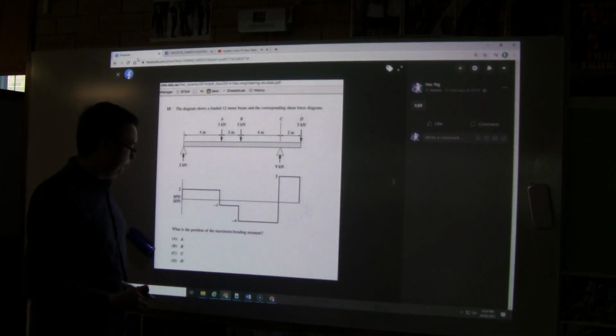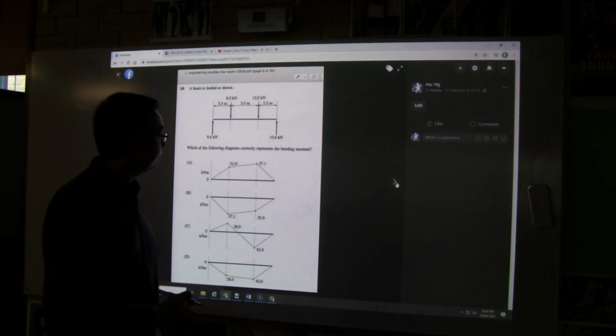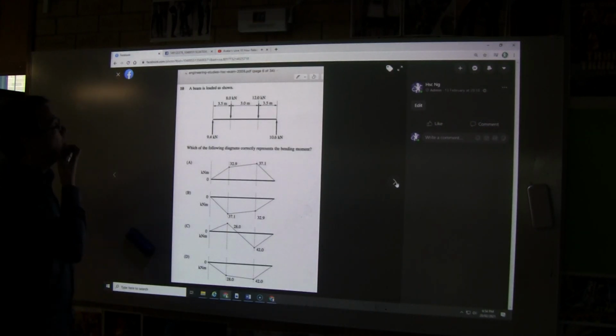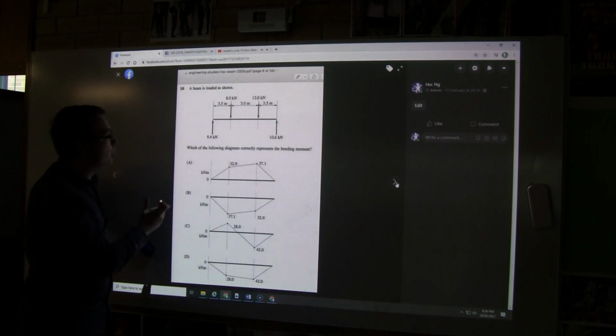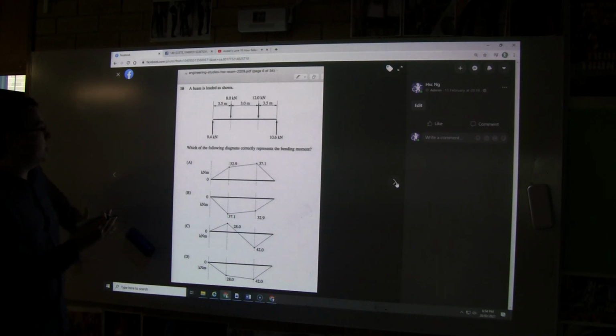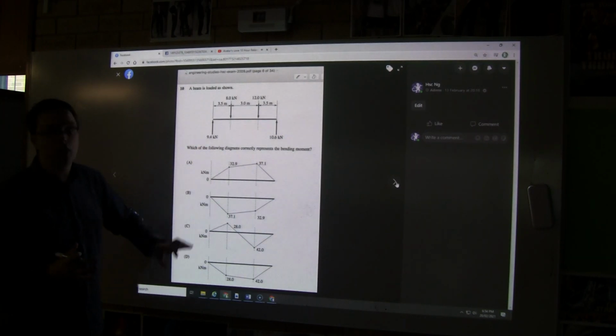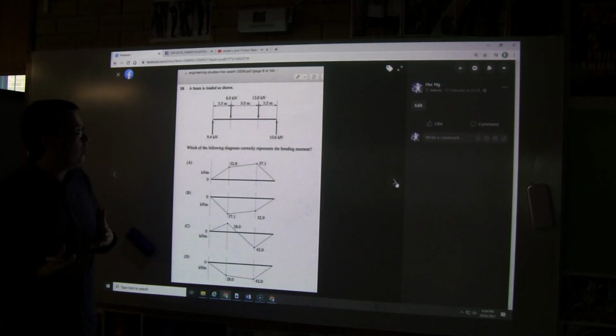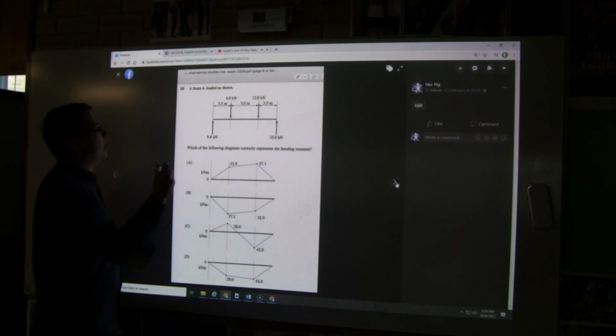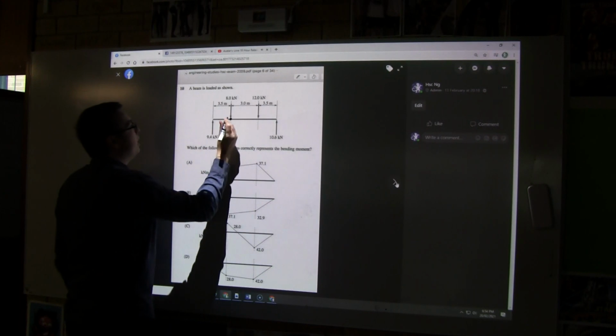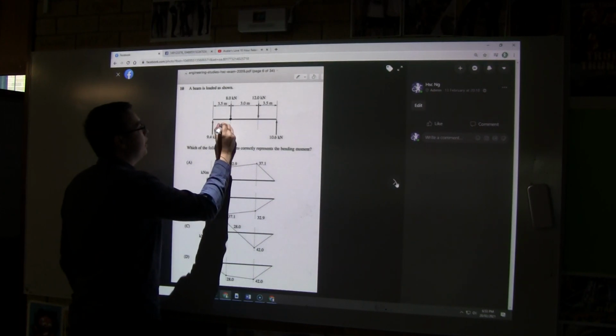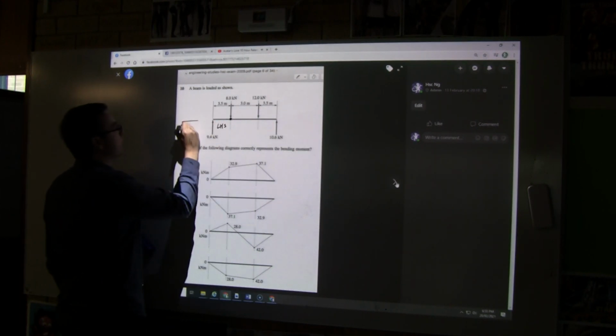Can you click on the next one? Okay, we've looked at this one before as well. It says, which one represents the bending moment diagram? I did this with a student this week, and I said, okay, what's the bending moment on the left-hand side of this load here?